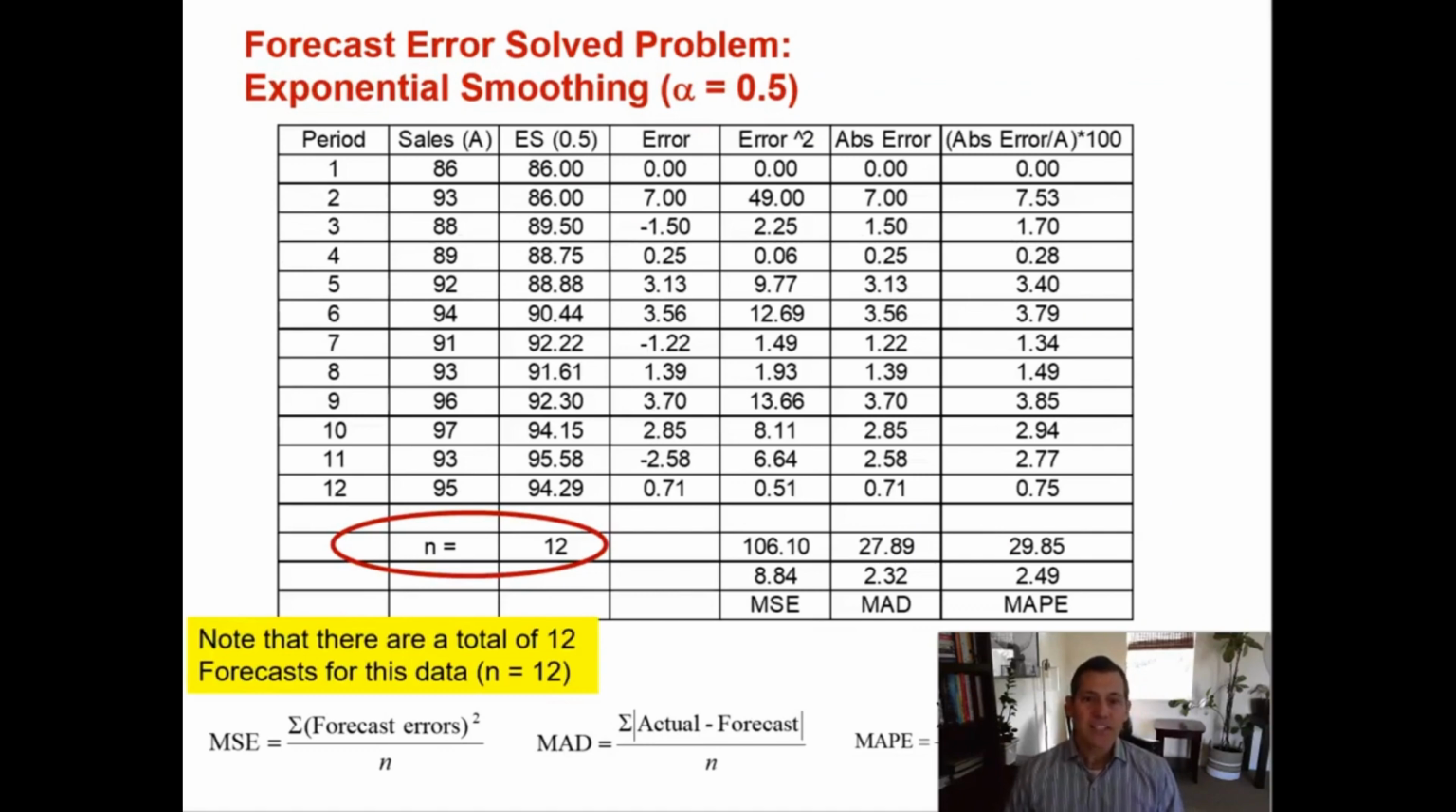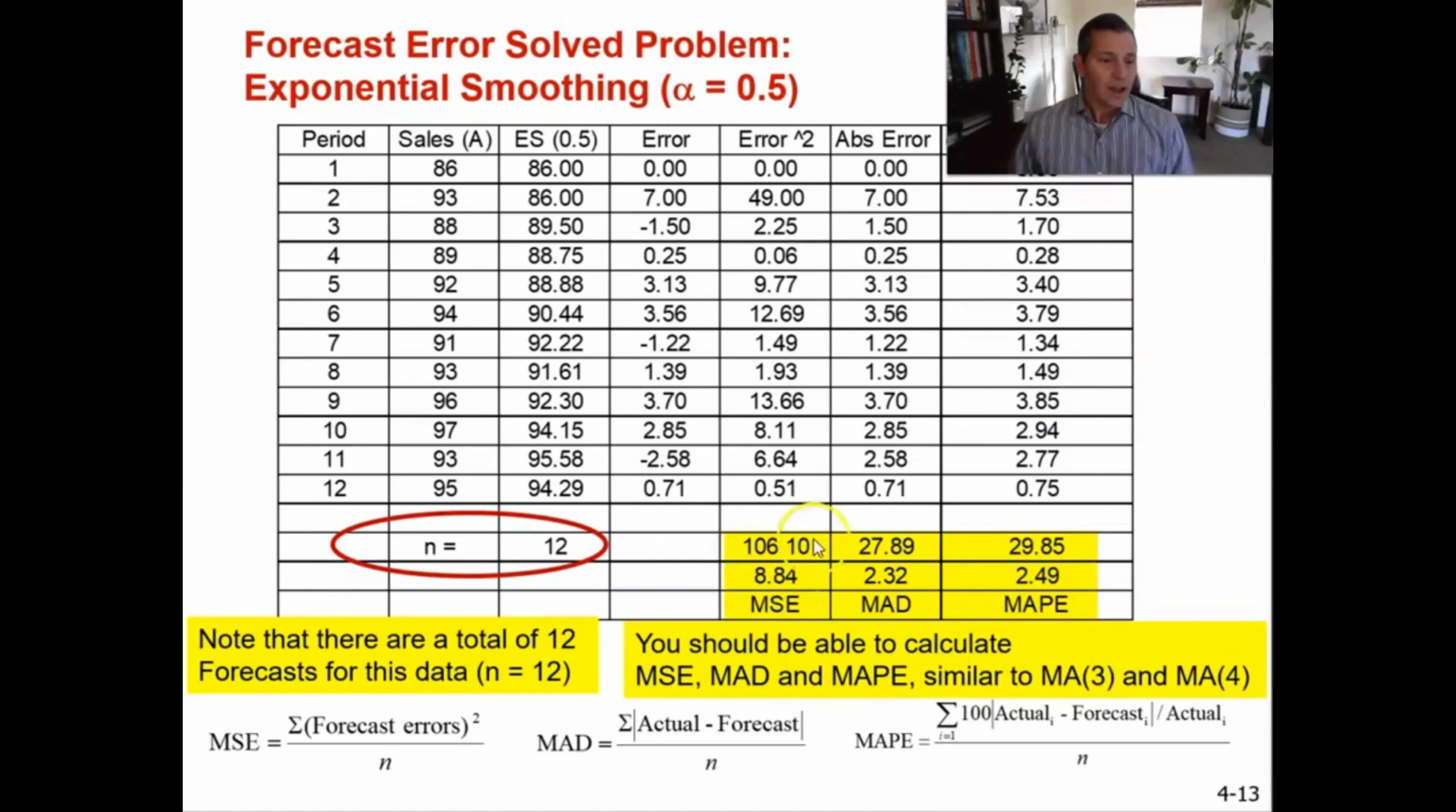So for exponential smoothing, we always have a forecast in period 1, because if there isn't a forecast, we just assume that our forecast equals our actual. So for exponential smoothing, we have 12 time periods. We have an N of 12. So the math is all the same for the mean squared error, the mean absolute deviation, and the mean absolute percentage error. This time you will take all of the sums, which are 106.1, 27.89, and 29.85, and this time you divide them by 12 to get your mean squared error of 8.84, 2.32, and 2.49.